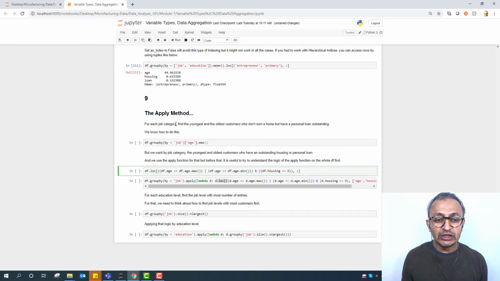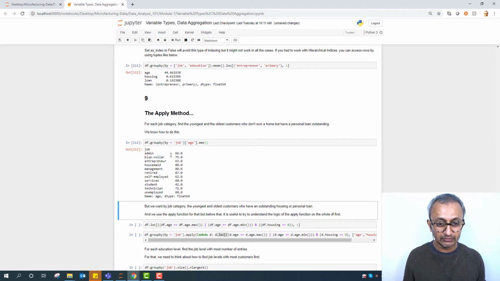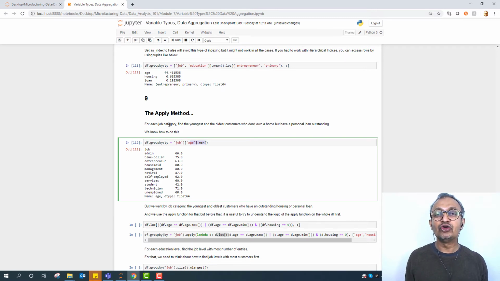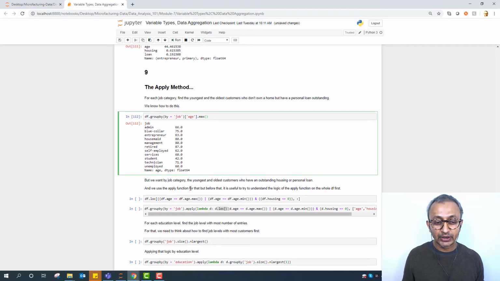For each job category, find the youngest and the oldest customers who don't own a home but have a personal loan outstanding. So now we need to find out who these customers are, the youngest and the oldest, who don't own a home. Technically you could do this, but this only gives you the max. For each job category means you're going to group by job, and find the youngest and the oldest who don't own a home. We are only finding out the max here.